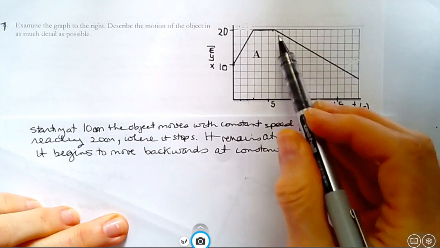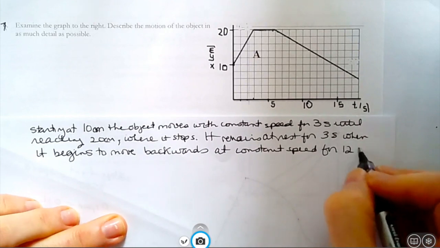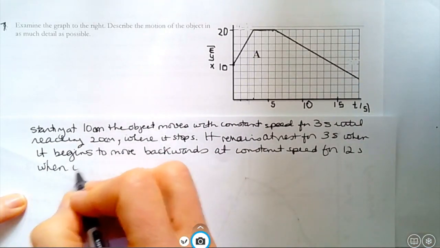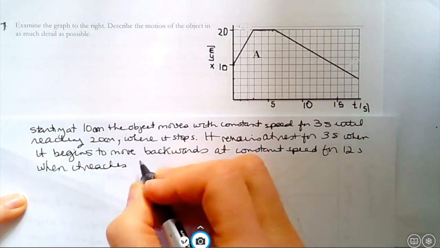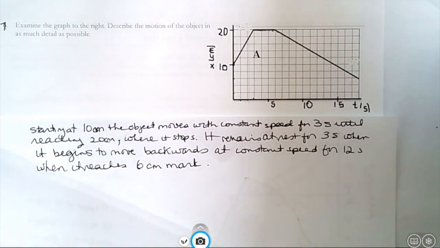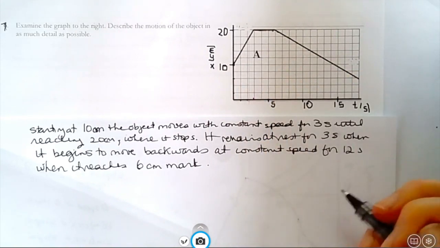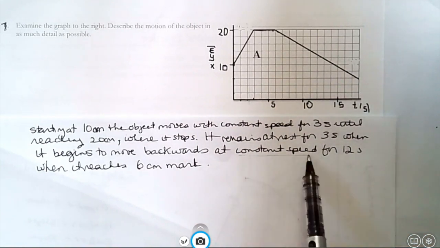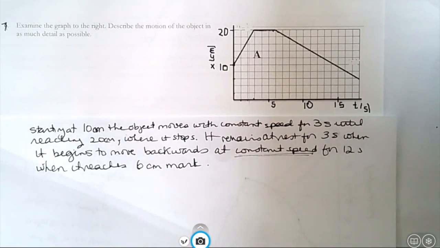And so it takes from 6 seconds to 16, 17, 18, for 12 seconds when it reaches the, let's see, 2, 4, 6 centimeter mark. That's it. That's all you got to do. Now, you could get into more depth if you wanted to actually calculate the slope. You could figure out those speeds, but this is a really good description. You mention in each piece what type of motion it is, at rest, increasing, decreasing, or constant, how long it did it, and where it was, and that's a pretty good start.